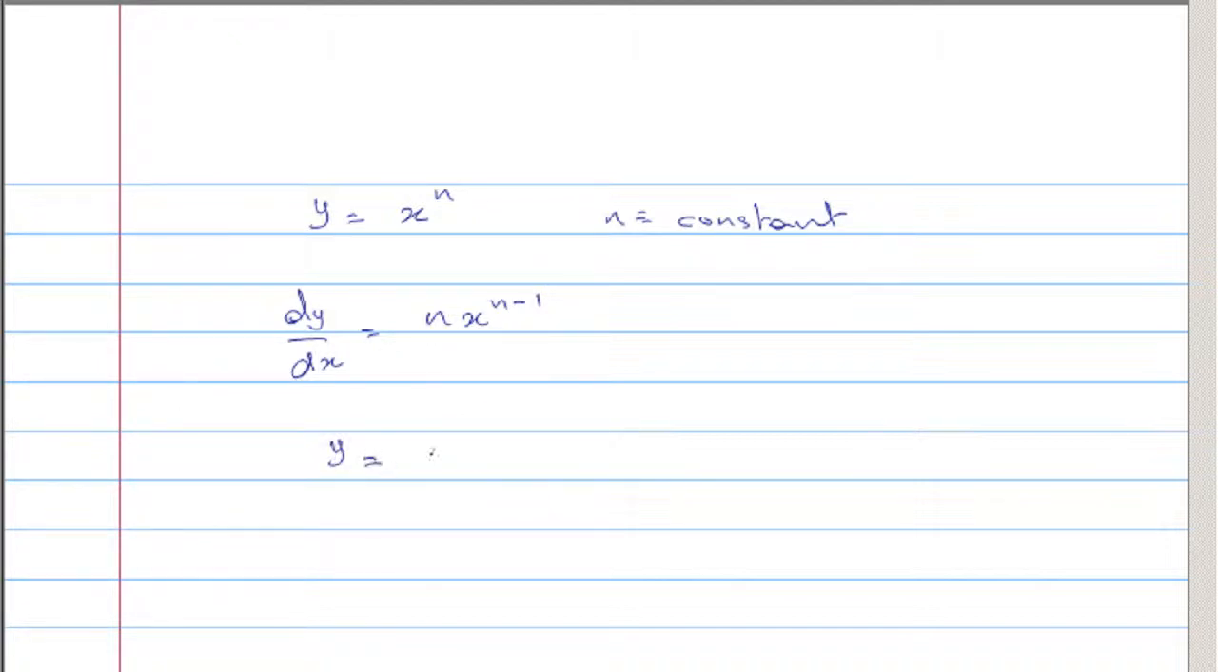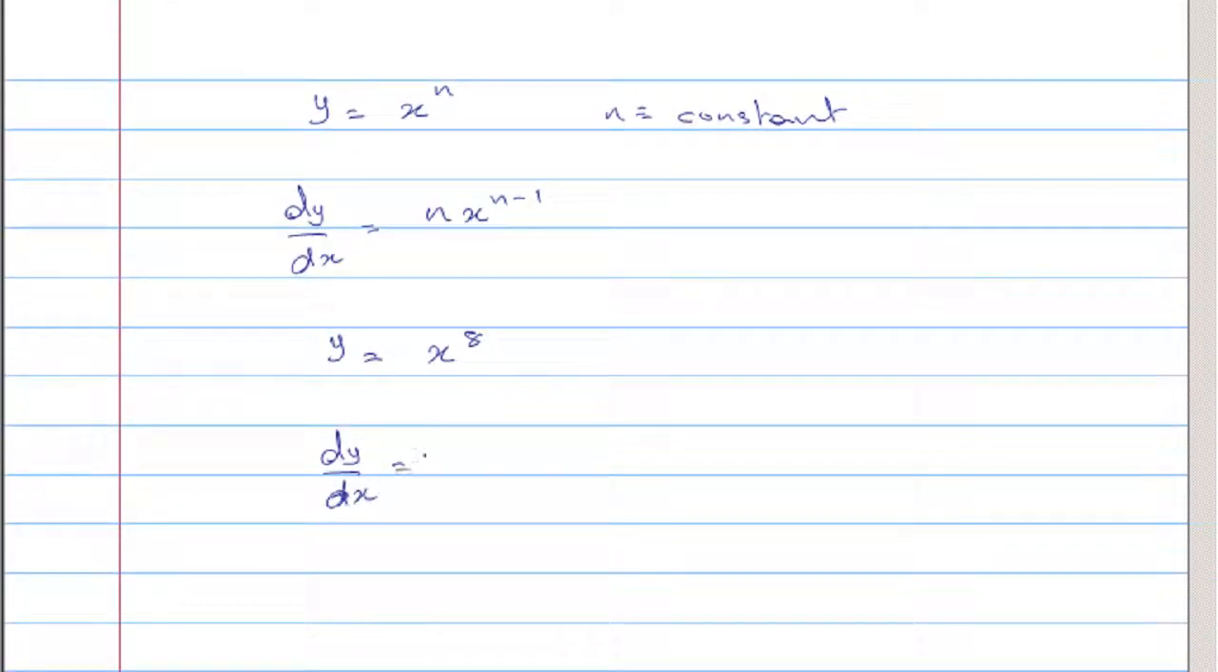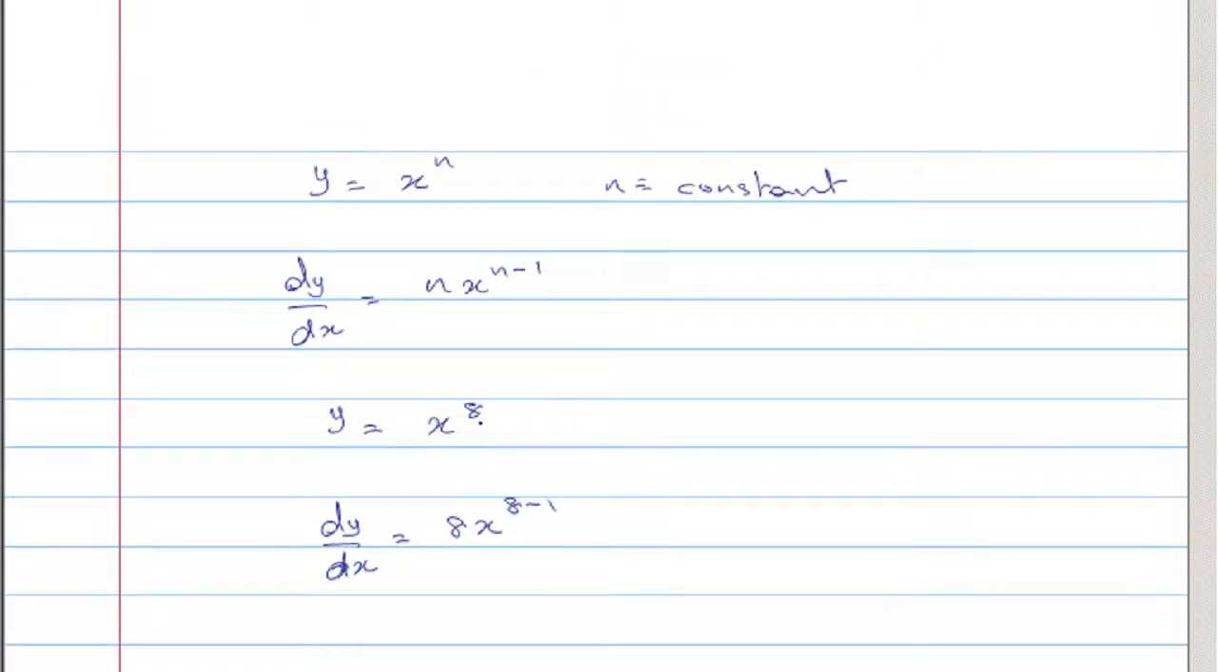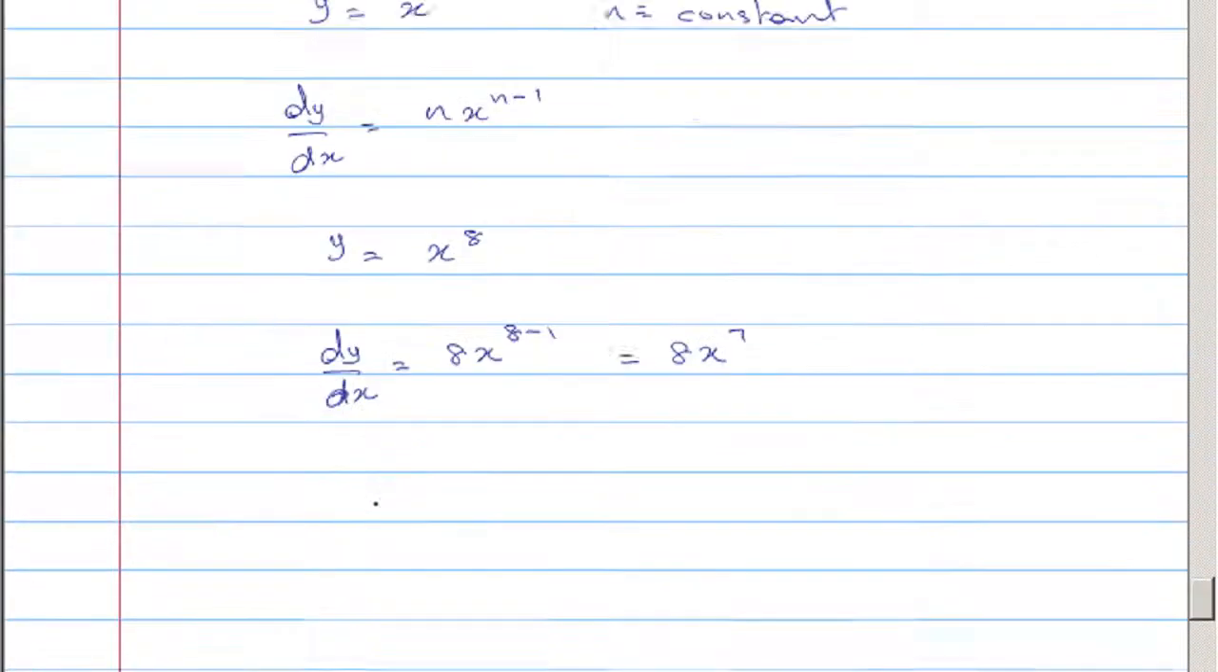So let's say I'm given y equals x to the power, let's say, 8. Then dy over dx will be equal to 8 times x to the power 8 minus 1. So n is equal to 8 in this case. I just bring that power to the front, bring the 8 to the front, and then reduce the power by 1. So this gives 8x to the power 7.